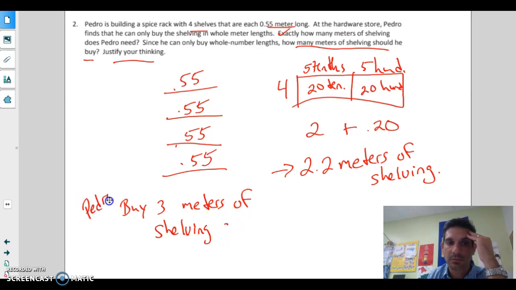Pedro needs to buy 3 meters of shelving and justify it because it's 2.2. I need 3.